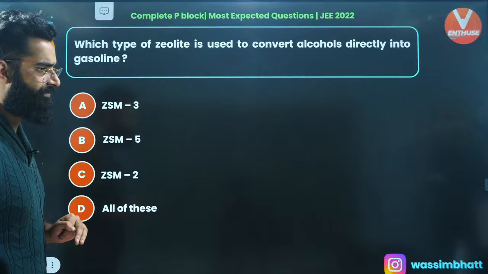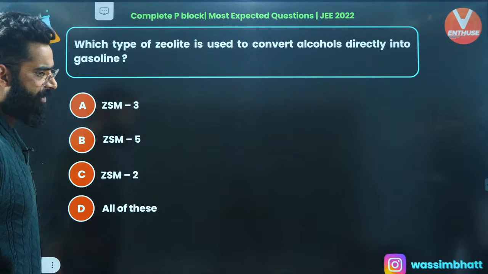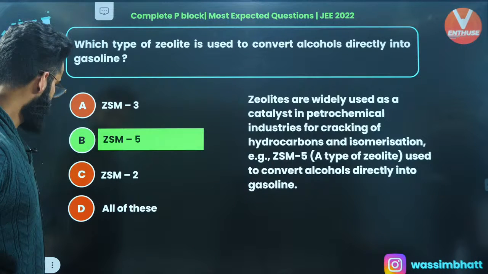ZSM3 or ZSM5? Absolutely, it's ZSM5, right? You all are perfectly right in this one as well. Perfect, guys.